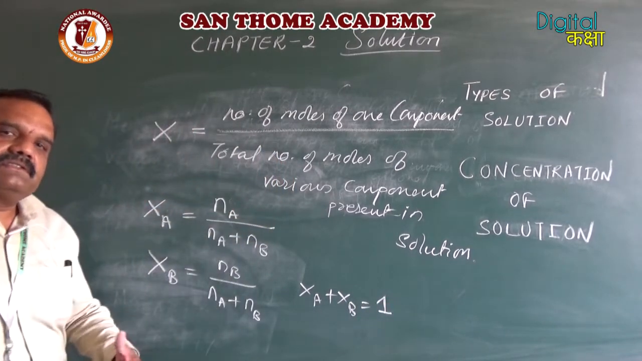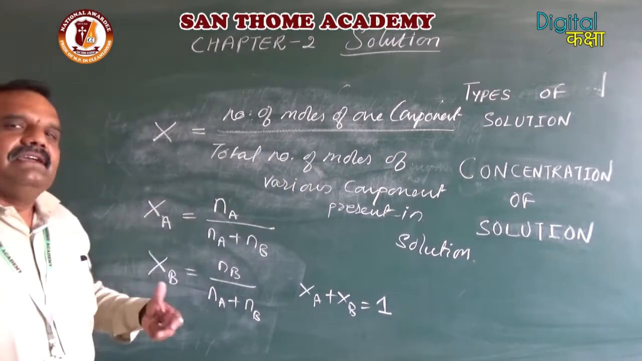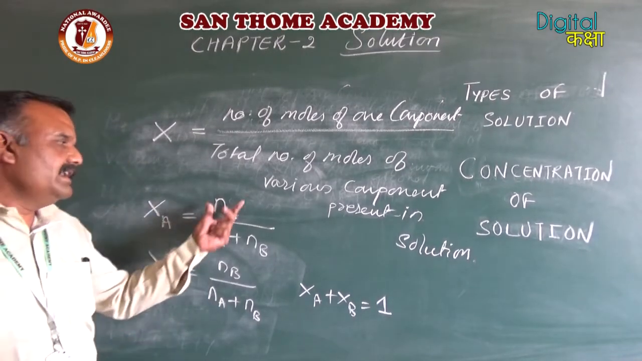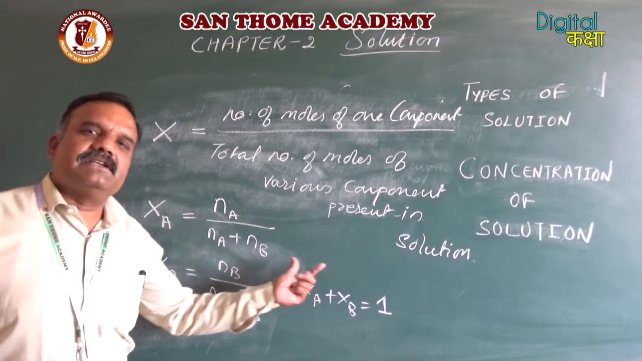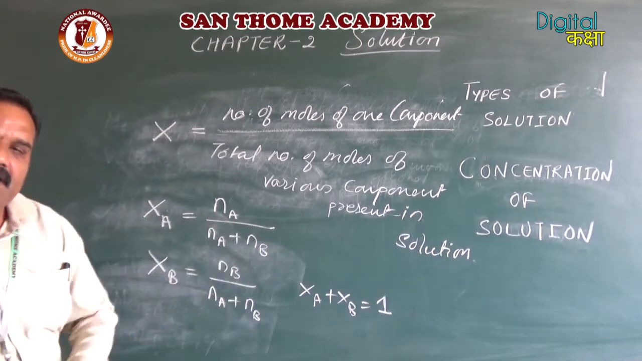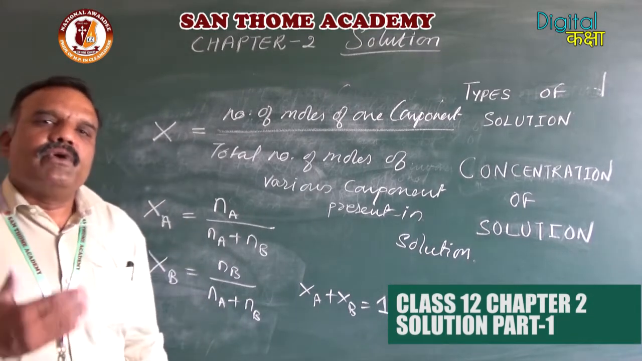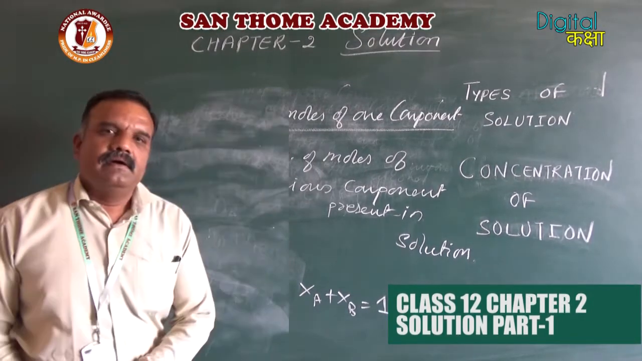And if three components are present, with another component C, then the mole fraction of C is equal to NC divided by NA plus NB plus NC, like that. Whatever the number of components present in the solution, according to that we can calculate their mole fractions.